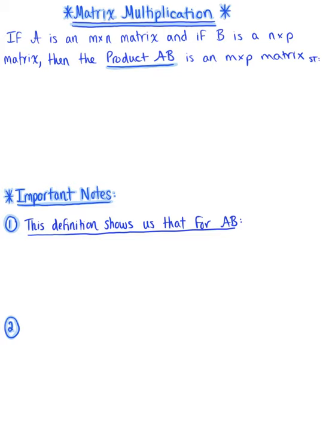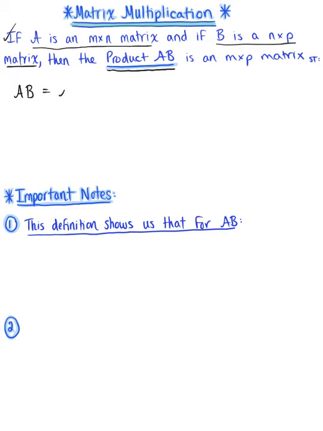So I would like to now explore the next matrix operation with you, and that is the operation of matrix multiplication. So here we go. If A is an M by N matrix, and if B is an N by P matrix, then the product matrix A times matrix B is an M by P matrix such that the following holds true. So we have the product matrix A times matrix B.